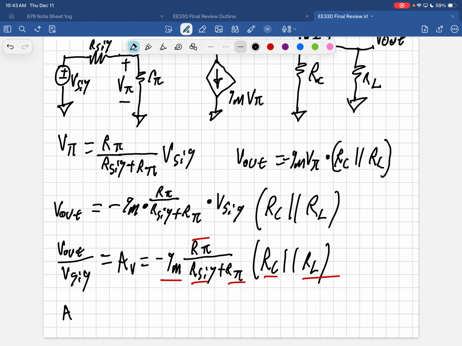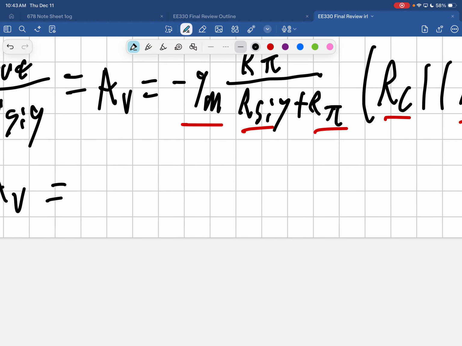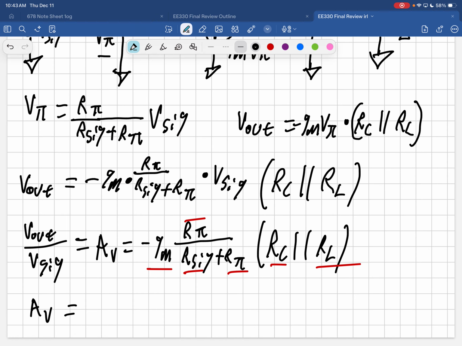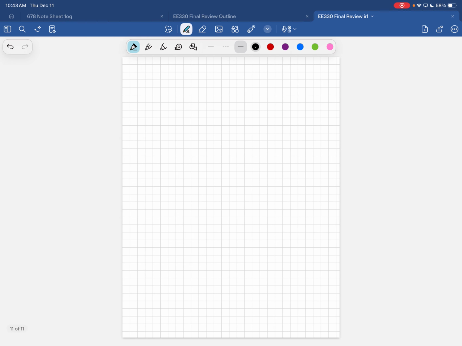I'm just going to write this as AV to make it a little bit more clean. Equals. Oh, you guys can't see that. I still think the people in the back can't see it. Let me just add another page.